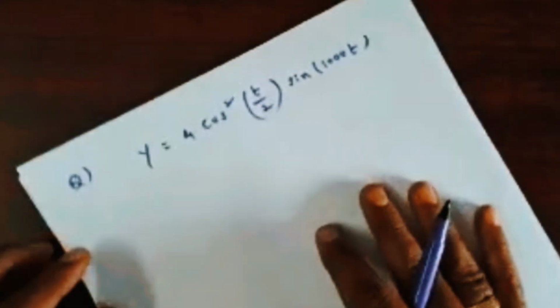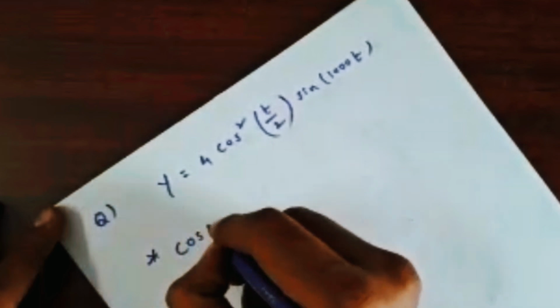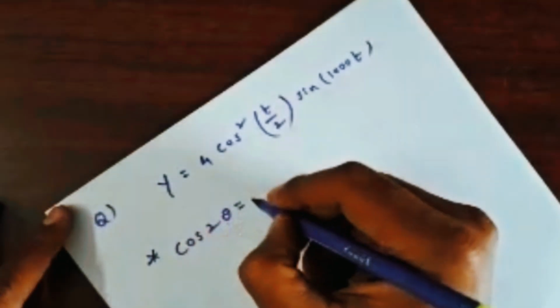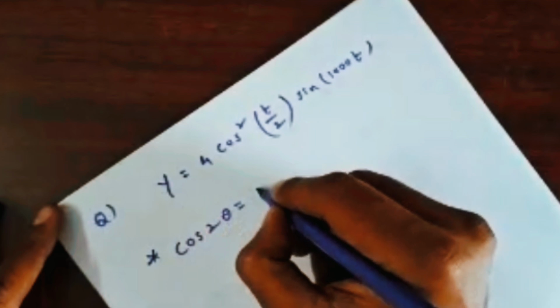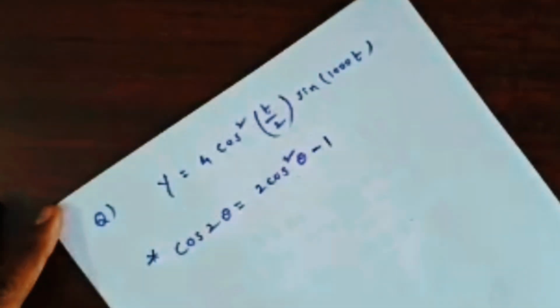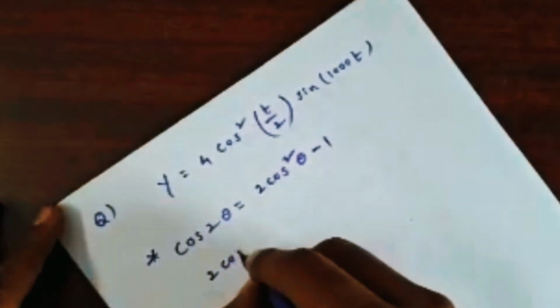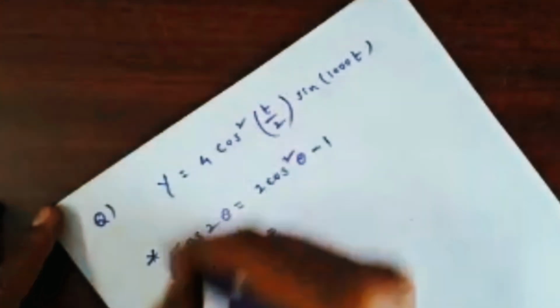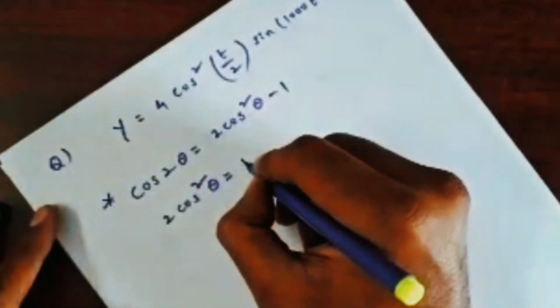Just observe carefully. Here we have one important thing. For this I am taking one formula: cos 2 theta is equal to 2 cos square theta minus 1. Then 2 cos square theta is equal to cos 2 theta plus 1, taking the minus 1 to the other side, that becomes plus 1. So 2 cos square theta is 1 plus cos 2 theta.